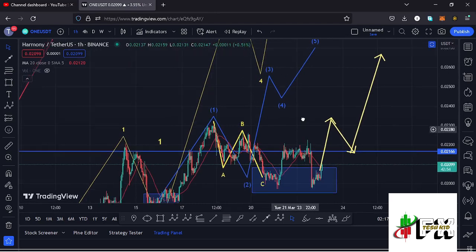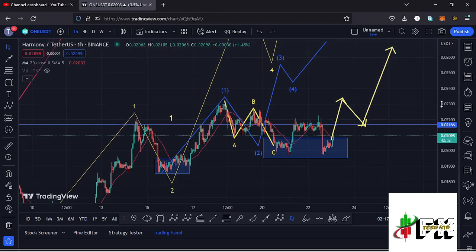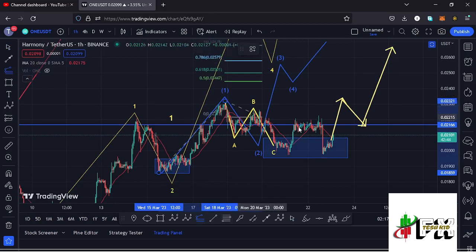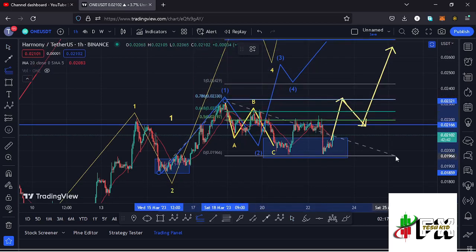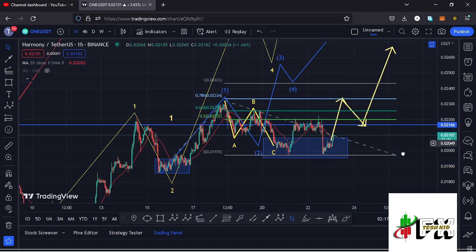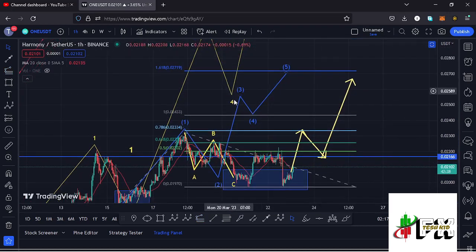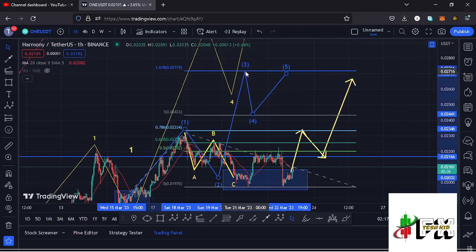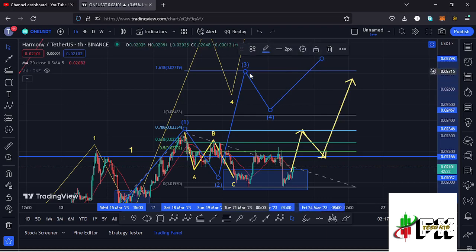And if that is the case, we can sketch out a target area to the upper side in the formation of that wave 3 by connecting the trend-based Fibonacci from the low of the first wave to the high of that wave 1, then dragging the fibs to the low of the second wave. That now gives me a minimum target area to the upper side in the formation of that wave 3 at the fib level 1.618, and that is at around the $0.02719 mark, and that is the minimum that I'll be expecting Harmony to do in the formation of that wave 3.